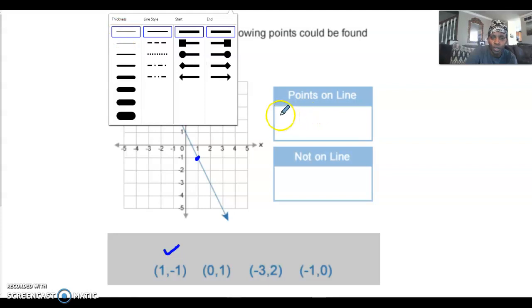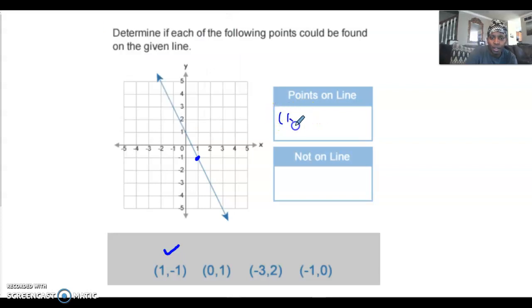1, comma, negative 1. Close parentheses. Let's look at 0, comma, 1. Start at my origin. I can't move on my x. Why? Because my x is 0. And then I'm going to move up to 1. You also fall on the line. 0, comma, 1.